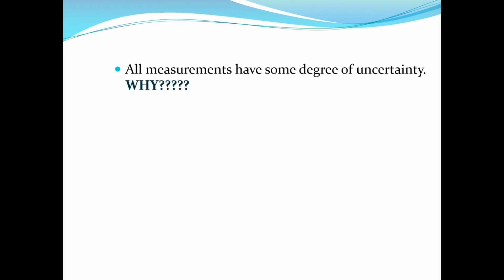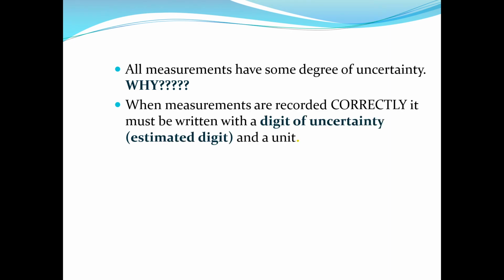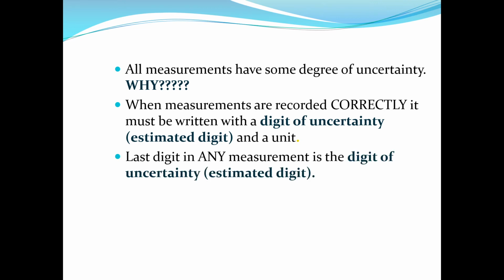So all measurements have some degree of uncertainty. When measurements are recorded correctly, it must be written with a digit of uncertainty, an estimated digit, and a unit. The last digit in any measurement is the digit of uncertainty. It's the one that you do not know the precise value, and you can randomly change it, basically.